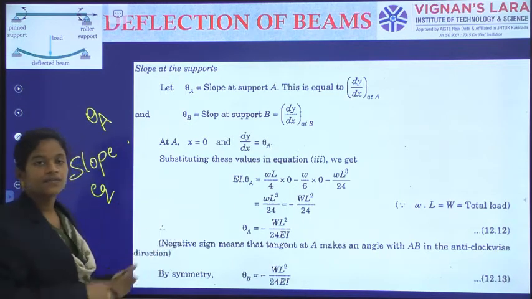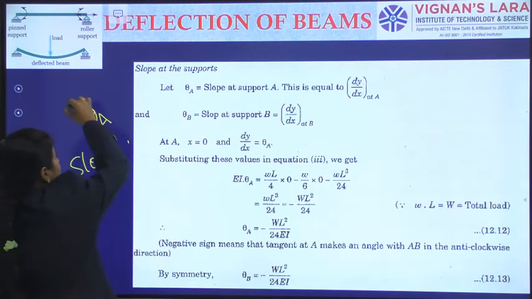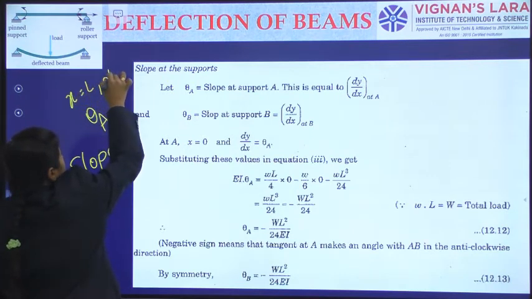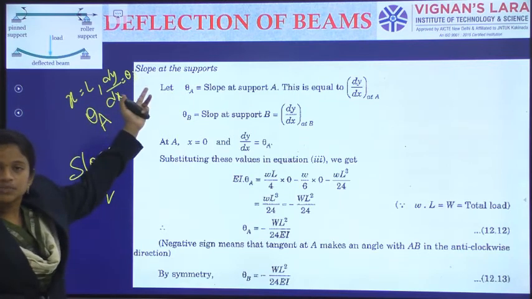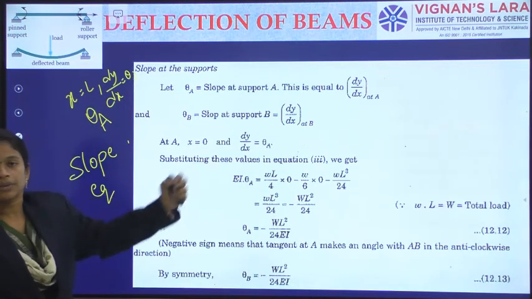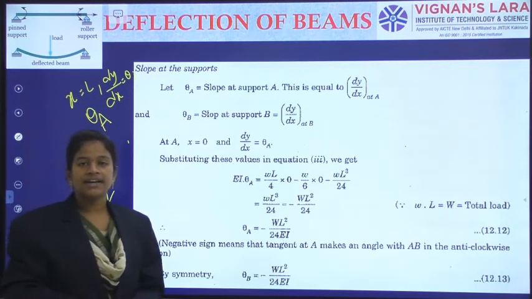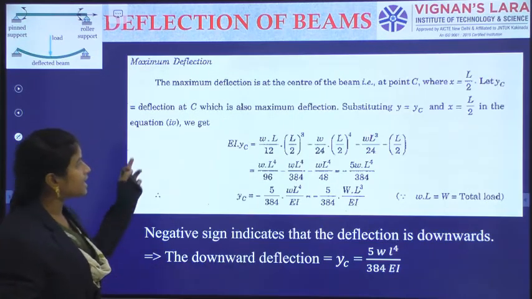Similarly, the condition at the right end with x is equal to L and dy by dx is equal to theta b. So, using the next boundary condition, the corresponding slope will be evaluated. In this way, we are evaluating our slopes. And in the next step, we are calculating the deflection.